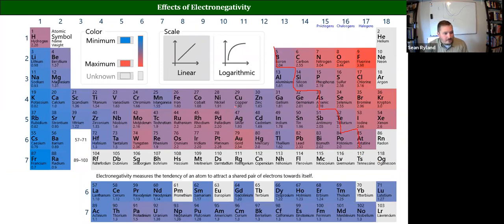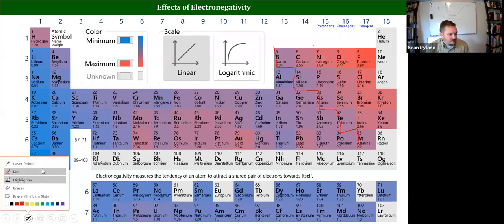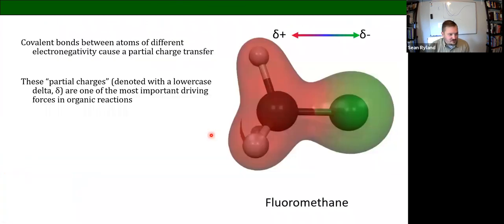All right, so how is electronegativity going to affect these geometries? Well, it doesn't affect the geometries directly. The names of the geometries, the shapes themselves aren't going to change. We're basically going to get variations of the same shape.